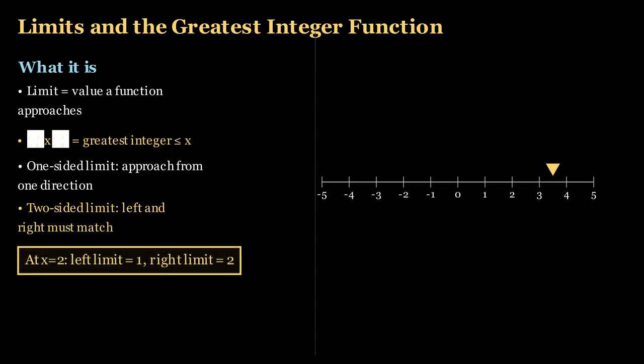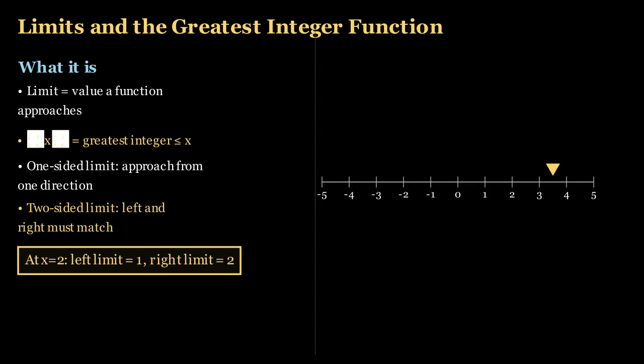But what happens exactly at x equals 2? The function jumps. To capture that, we use one-sided limits. We sneak up from the left side, where x is just below 2, and from the right side, where x is just above 2. If the left and right limits agree, the two-sided limit exists. If they don't, like at a jump, the limit does not exist.